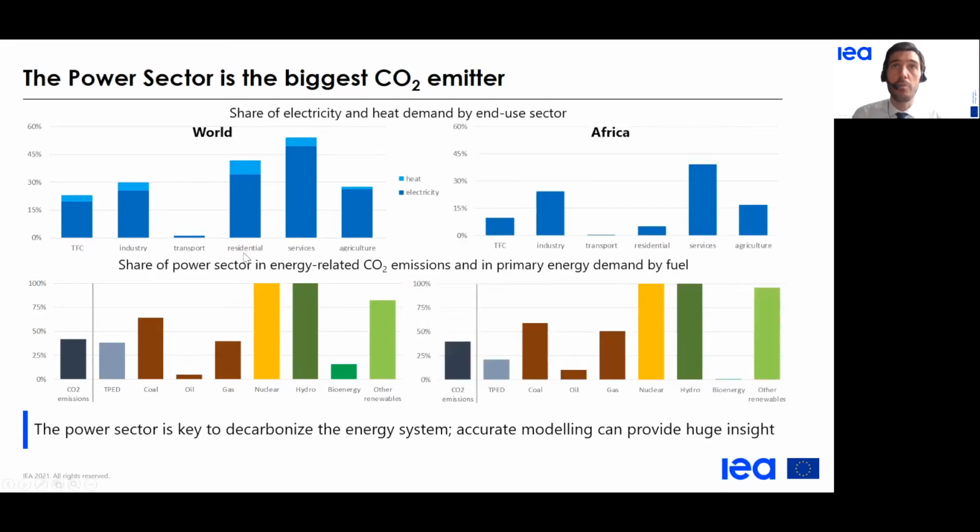When we look at Africa, we have the same dynamic, even though, as we just said, the electrification of end-use sectors is lower. You can see that electricity share in total final consumption is somewhere a bit above 10%, but higher in industry or in services. And regarding CO2, the role of electricity in CO2 emissions in Africa is similar to the global average, at around 40%.